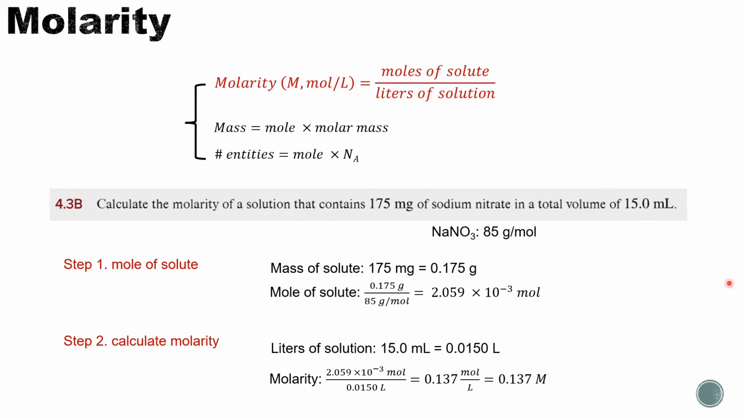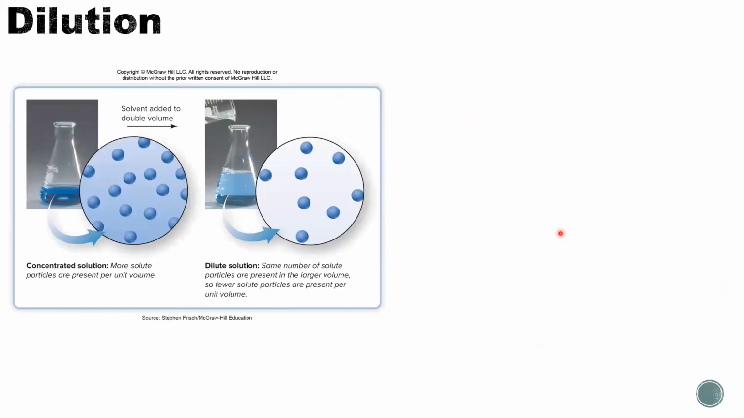All right, once we know the concentration of a solution, we can actually change that. So let's talk about dilution. Dilution typically means you already have a concentrated solution, and you add more solvent into the solution to make the volume bigger and the concentration less.